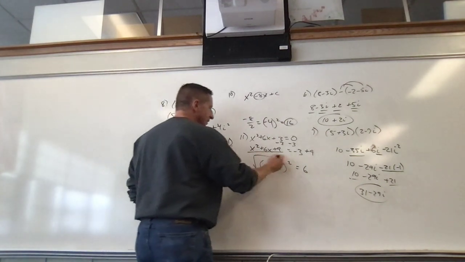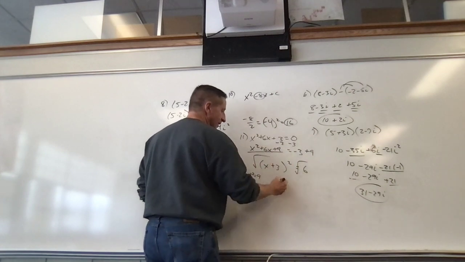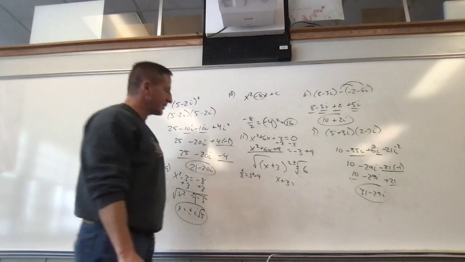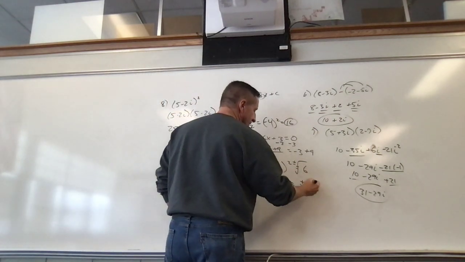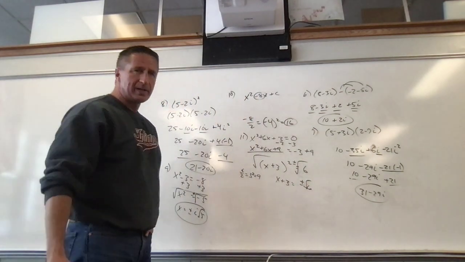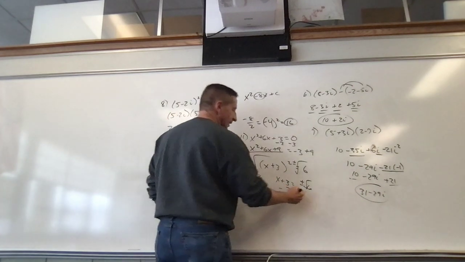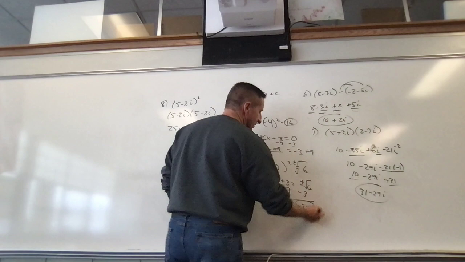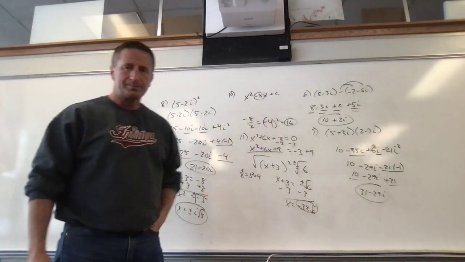Square root each side. These cancel, so you have x plus 3. Don't forget your plus or minus symbol. Square root of 6 does not simplify, so plus or minus the square root of 6. And to get x by itself, last thing you have to do is subtract 3 from each side. So x equals negative 3 plus or minus the square root of 6. Okay, one more.